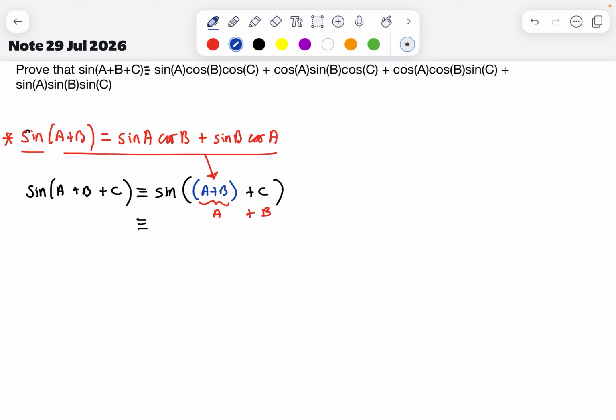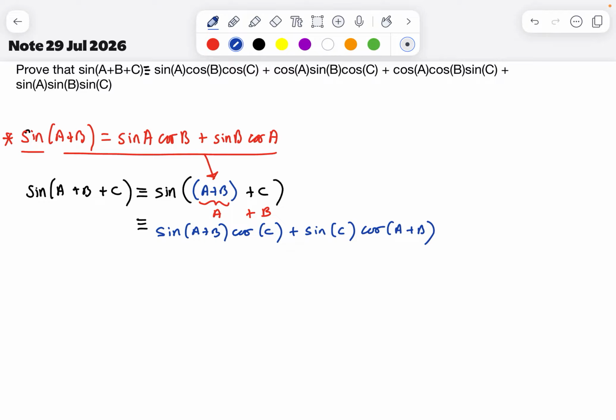So if I've got sine of A plus B, that's sine of (A plus B) times cosine of C plus, now we reverse them, sine of C times cosine of (A plus B). So I've just used the identity, but I'm putting A plus B instead of A and C instead of B. Okay, because again, we're just adding two angles. So now I've got that.